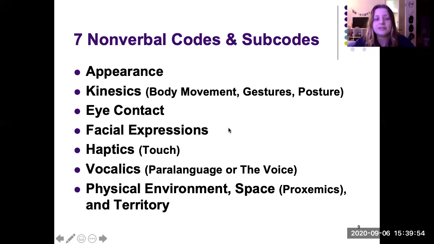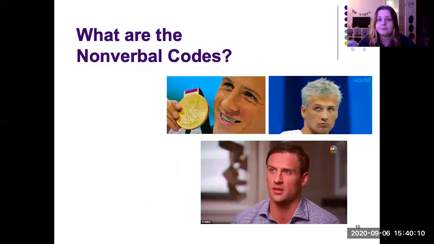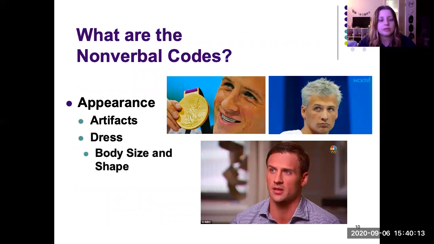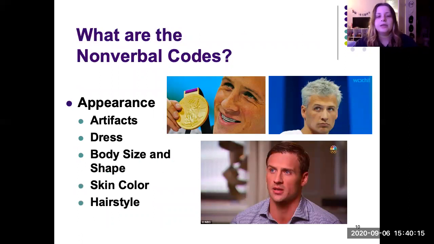So now moving on to the nonverbal codes and subcodes. There's appearance, kinesics, eye contact, facial expression, haptics, vocalics, and physical environment. And we'll go into detail about those a bit more too. So what are the nonverbal codes? Breaking it down, appearance can be any type of physical display on a person that will communicate something.